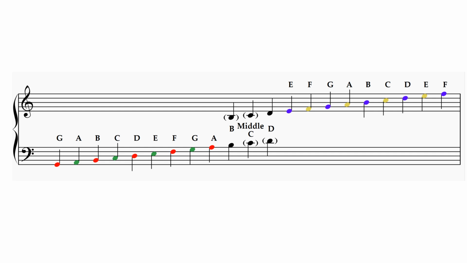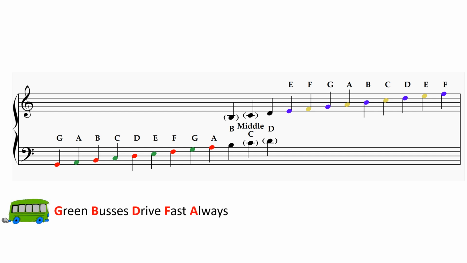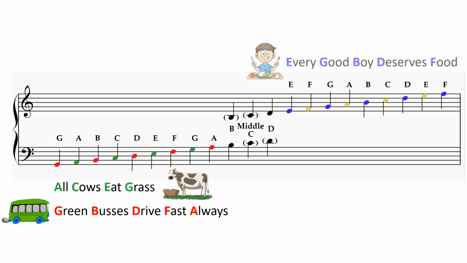And that gives us all the notes of the bass and the treble clef. So from the bass clef there, you can see the red notes. We have green buses drive fast always, G, B, D, F, and A. The green notes in between those, all cows eat grass, A, C, E, and G. Then we jump up to the right hand, or the treble clef. We have every good boy deserves food, E, G, B, D, and F. Then in yellow, we have face, F, A, C, E.